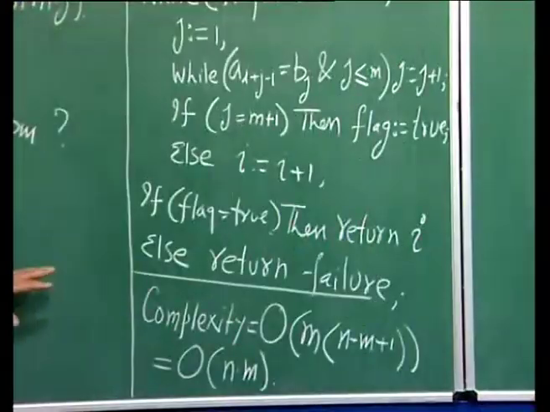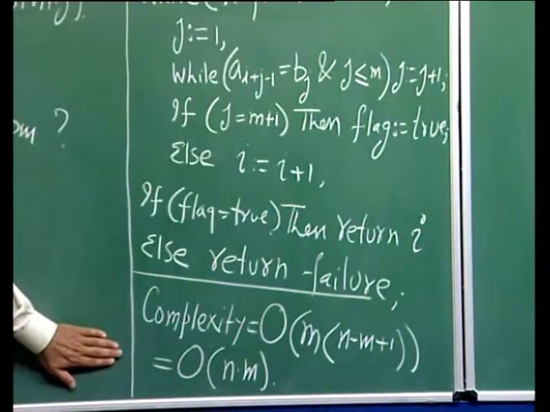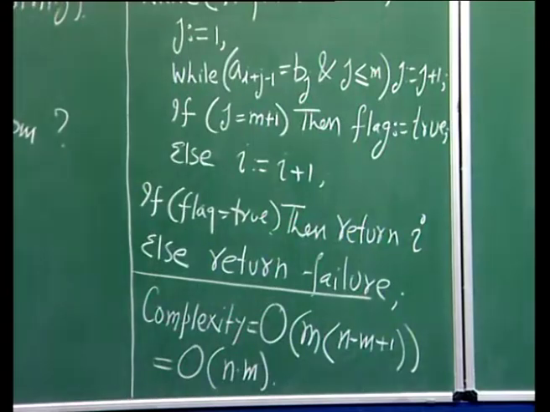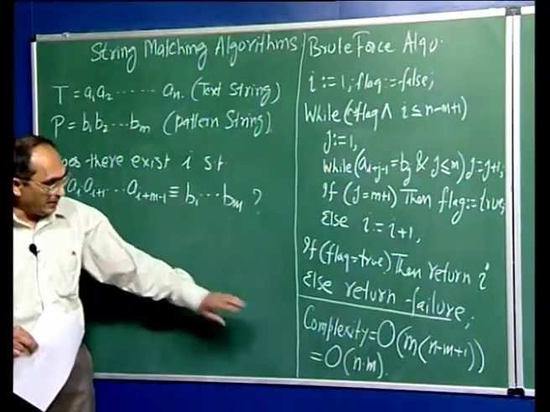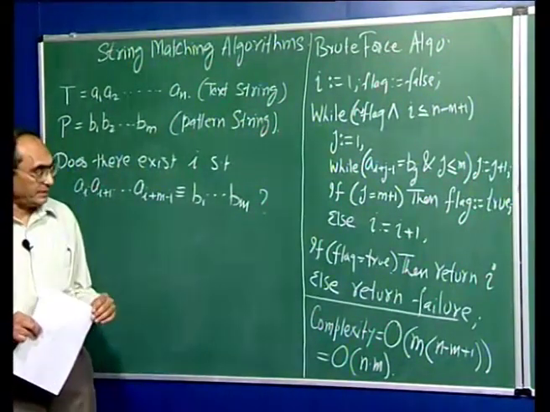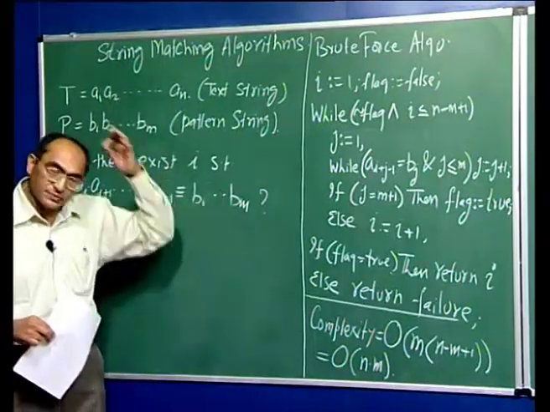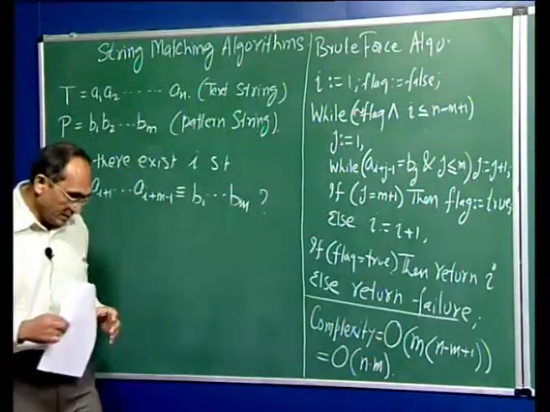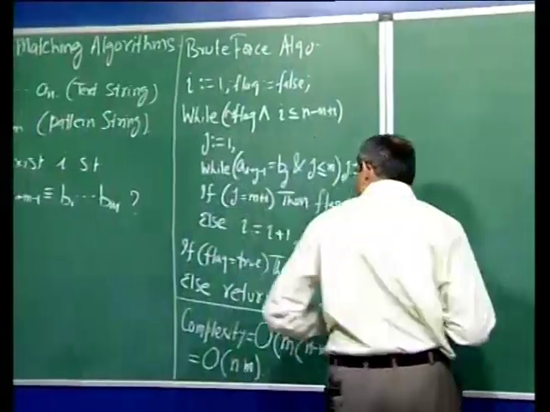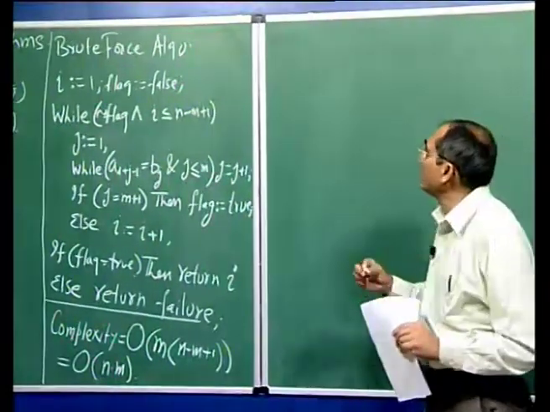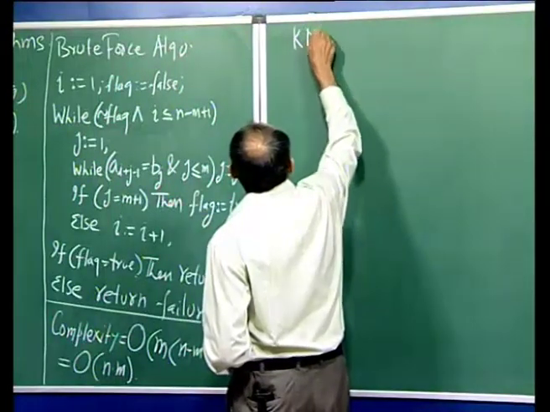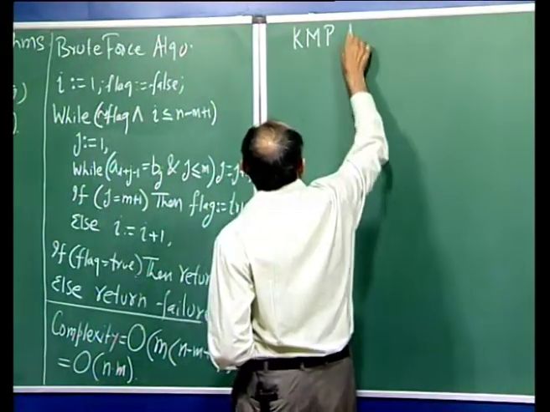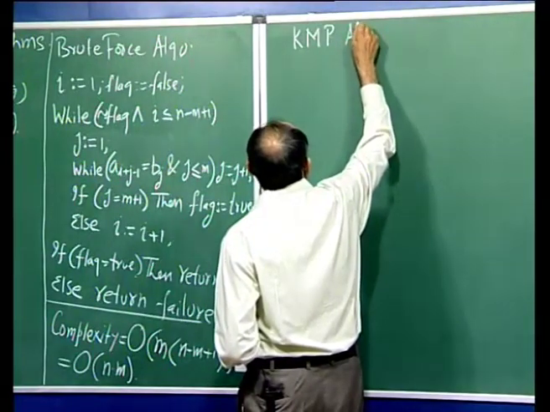Now, what we will see next is that in this process we have done a lot of duplication of work, and we will discuss a way to avoid that and improve the performance of the algorithm. Now, this improved algorithm is due to Knuth, Morris and Pratt, and the algorithm is named after them.